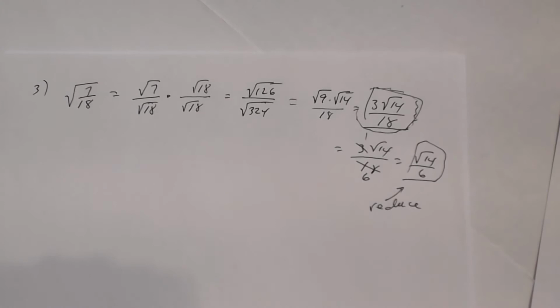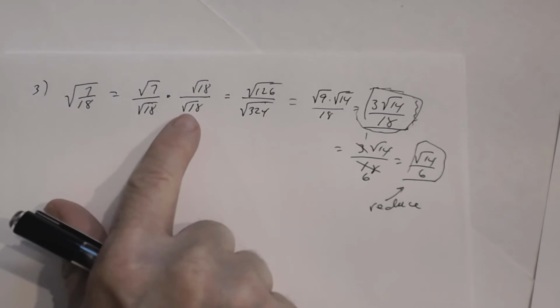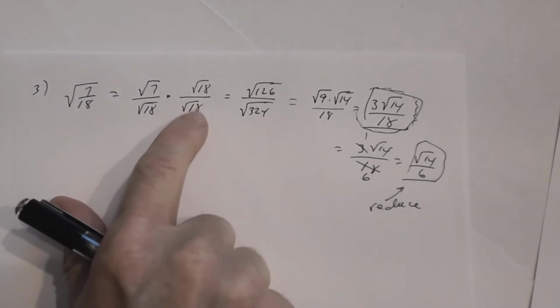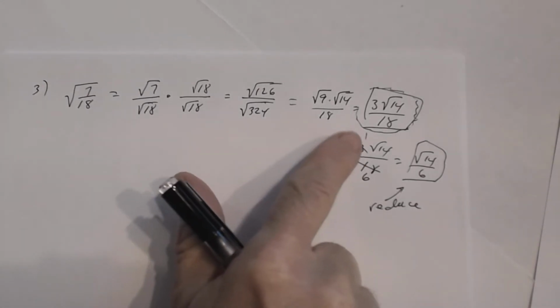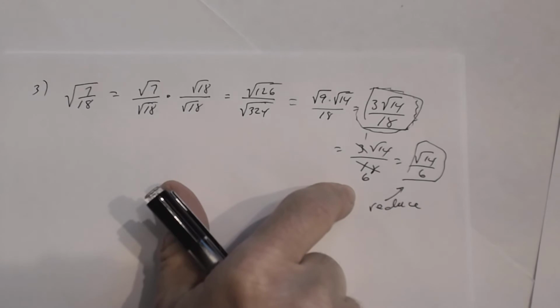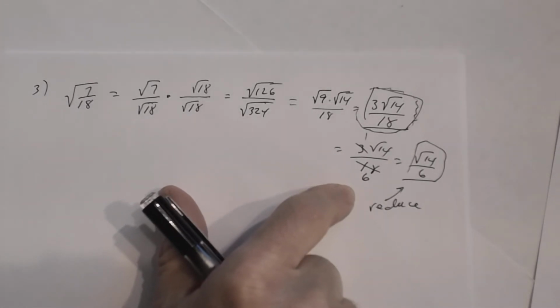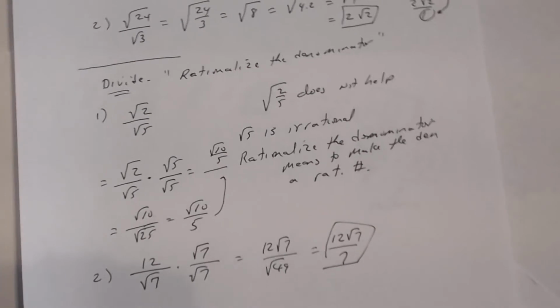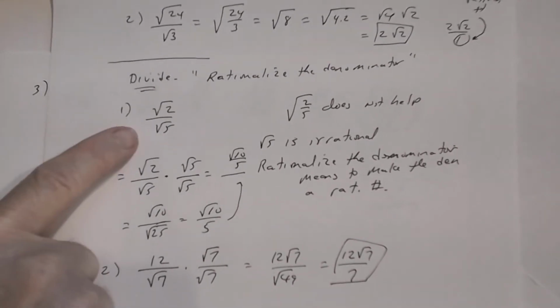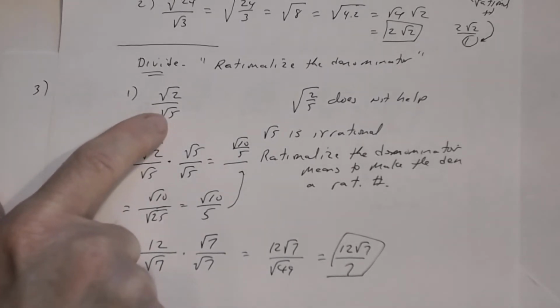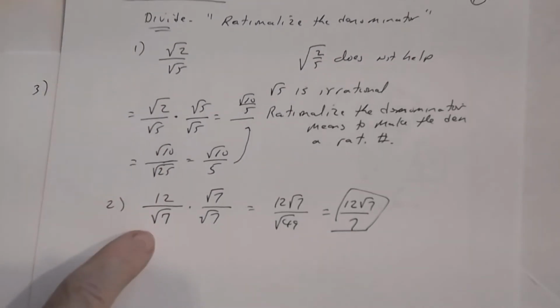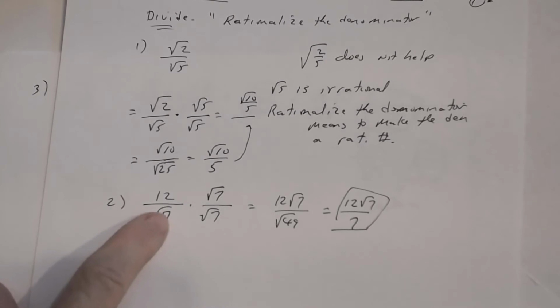Okay, now here's the other thing I want to tell you. Whenever you multiply the denominator by that same radical, at times you are going to have to reduce at the end. When we did numbers 1 and 2, we did not have to. That was because if you look at 5, there is no other perfect square besides 1 that goes into 5 in the denominator. If you look at the denominator in number 2, the only perfect square that goes into 7 is 1.